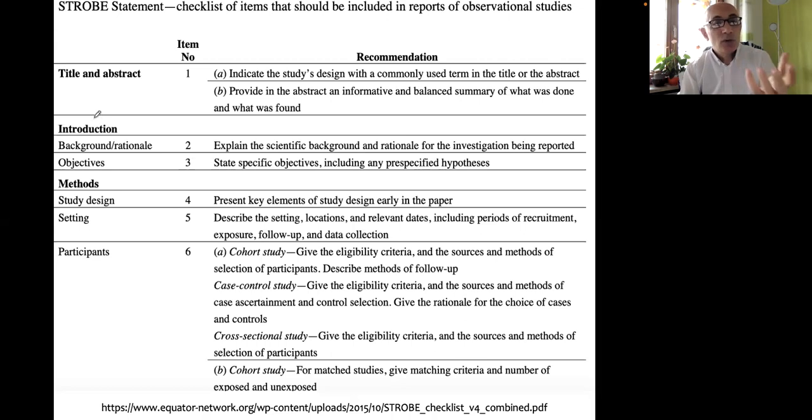So how should your title and abstract be structured? What should be included in the title and abstract? As an example here, you see the study design. Study design is preferably included either in the title or in the abstract, whether it is a case control study, a randomized control study, etc. The introduction is also subdivided into categories, the methods, all the subheadings have also their subcategories.